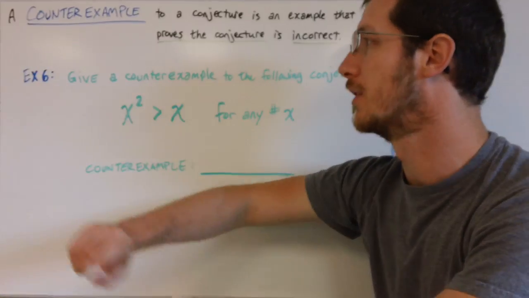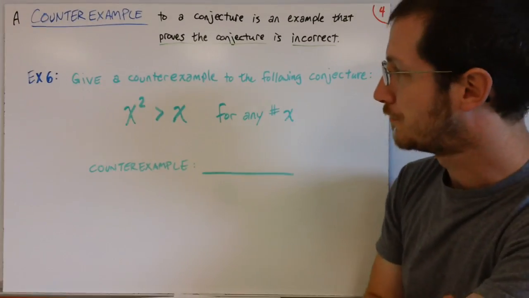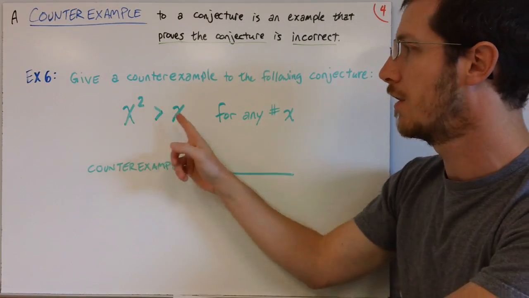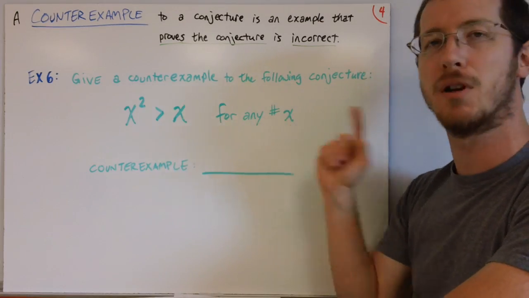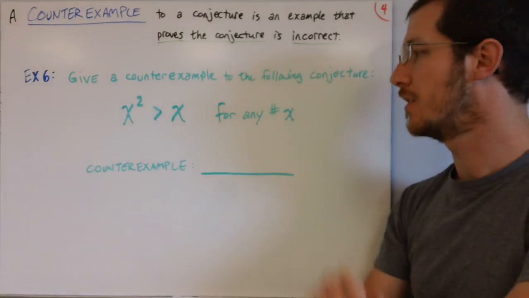So let's look at an example here. Example 6 says, give a counterexample to the following conjecture. X squared is greater than x for any number x. Okay, we want to find just one counterexample.